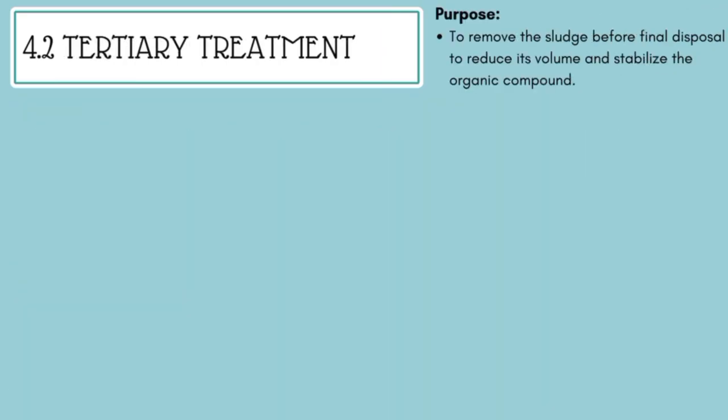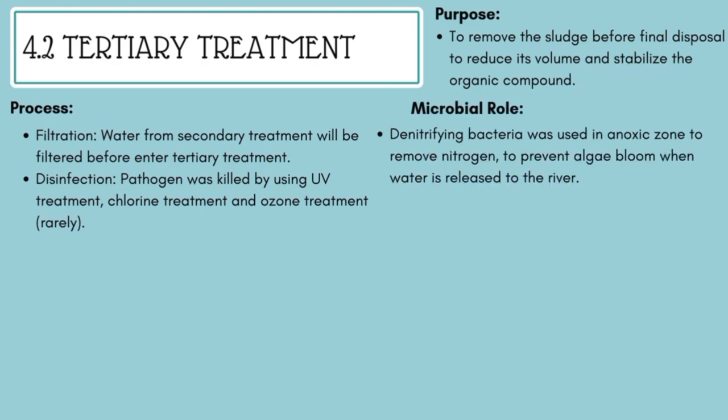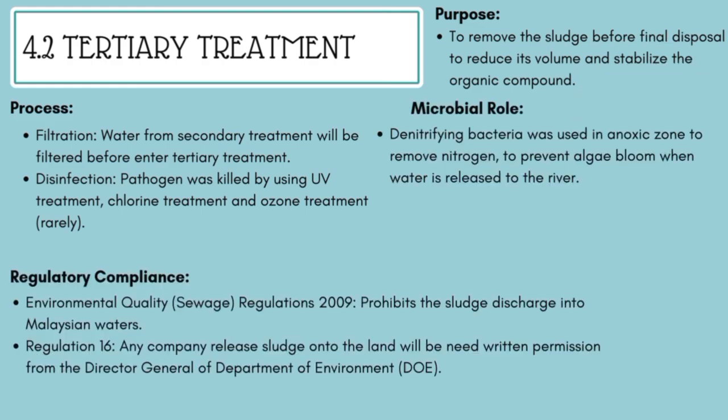After that, tertiary treatment is carried out to further purify the wastewater before discharge. This stage removes remaining sludge and pathogens through filtration and disinfection. Disinfection methods include chlorination, UV treatment, and ozone treatment. Denitrifying bacteria are used to remove excess nitrogen and prevent algal blooms.